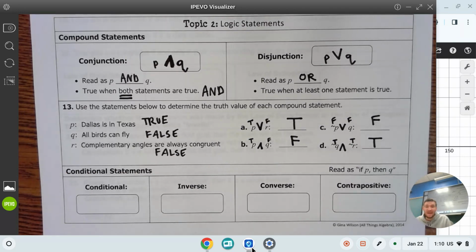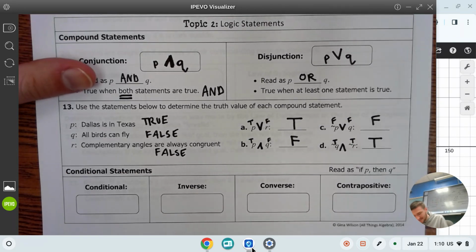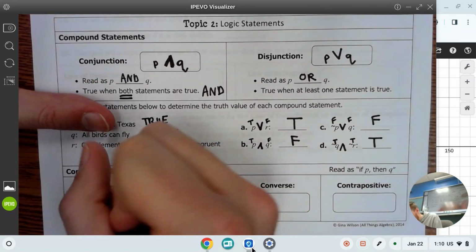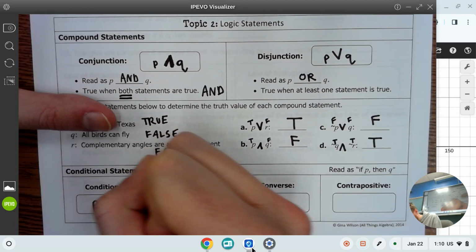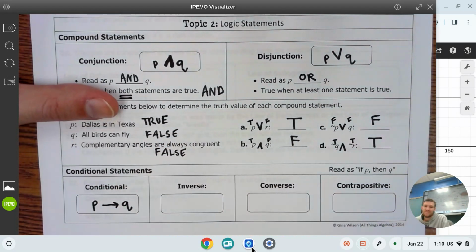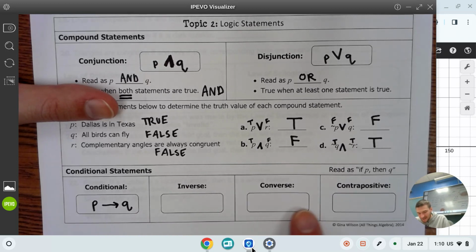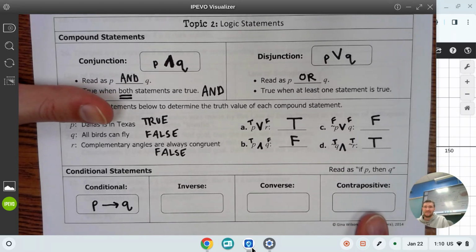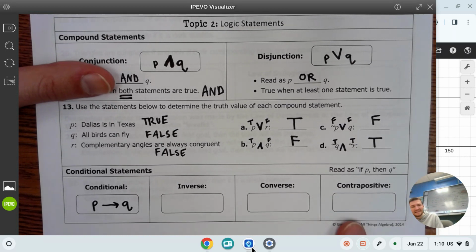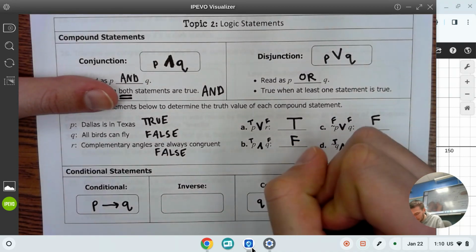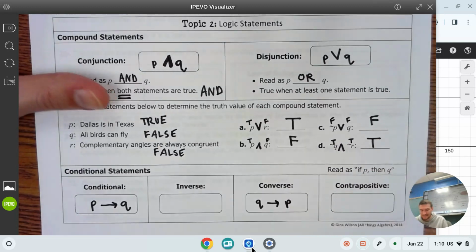All right, then we have the conditional statements. Might be a little tough for us to remember these. If P, then Q, and it comes with an arrow from P to Q. There's inverse, converse, contrapositive. Anybody remember any of these? Q to P, which is the backwards, is that inverse or is that converse? I agree with you. Q to P is converse.